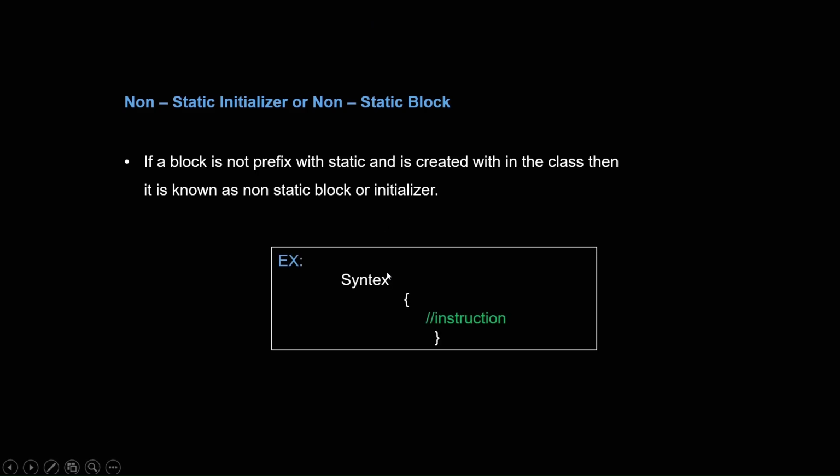Here we have an example of the syntax, and we have a block. This is the syntax of a block, and inside the block we have instructions. Instructions means whatever the method is doing. As you can see, this block is not annotated as static, meaning the static keyword is not written. That is why it is considered a non-static initializer or non-static block.